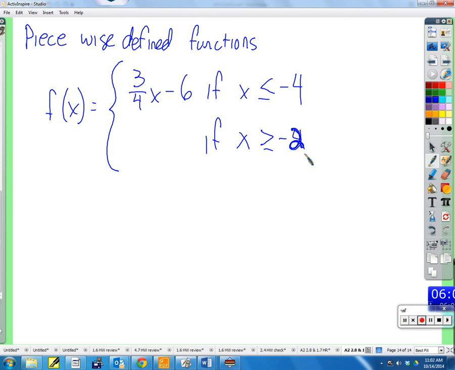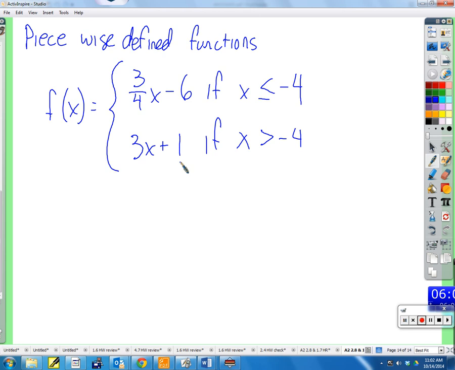But if we back it up, and I say from negative infinity all the way to negative 4, use that function. Once you get past negative 4, you get bigger than negative 4, use this function, whichever one I decide. I'll decide to let it be 3x plus 1. Okay, so there's my piecewise defined function. I just made it all up. All of it is made up.